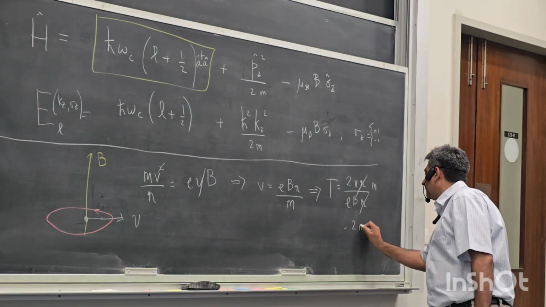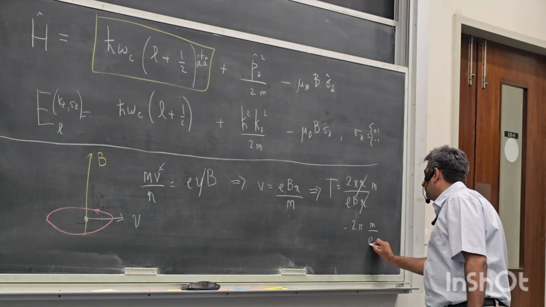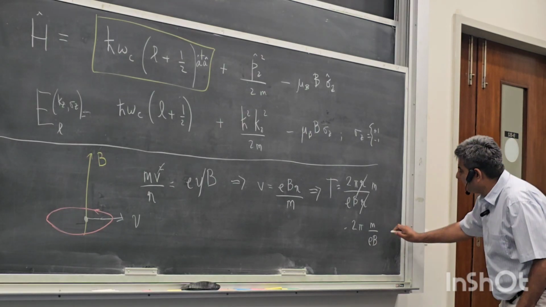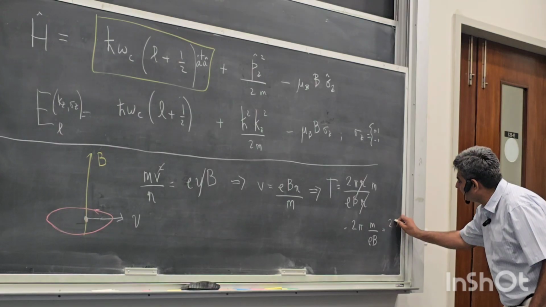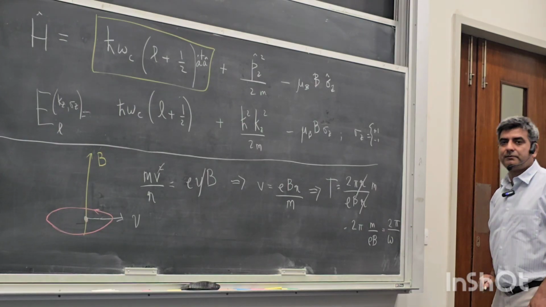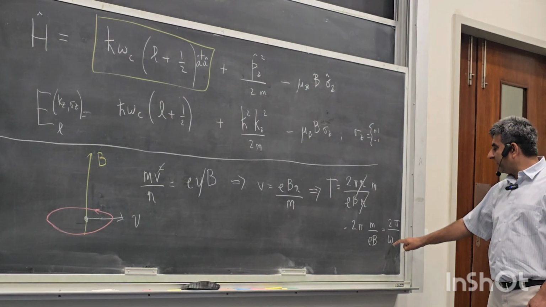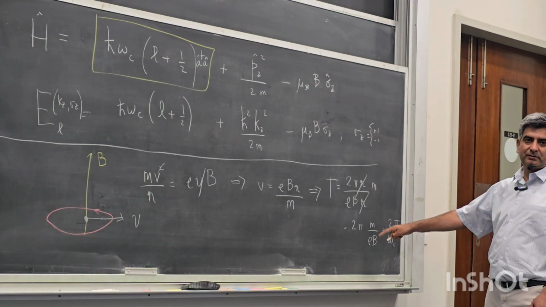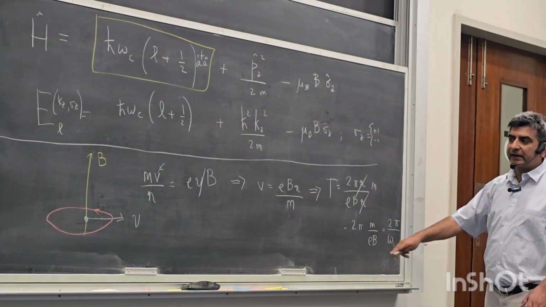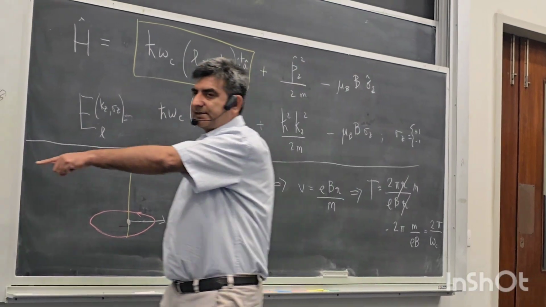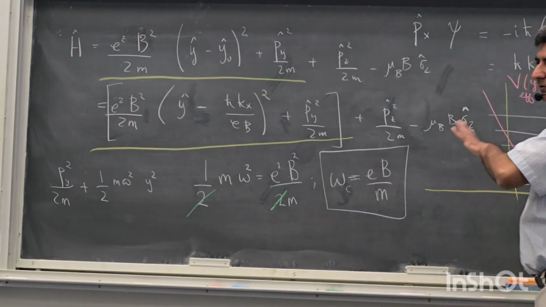2 pi m over EB, but the time period is 2 pi over a frequency, the cyclotron frequency. So omega c is EB over m, right? So this is a perfect motivation to use this definition, omega c equals EB over m.